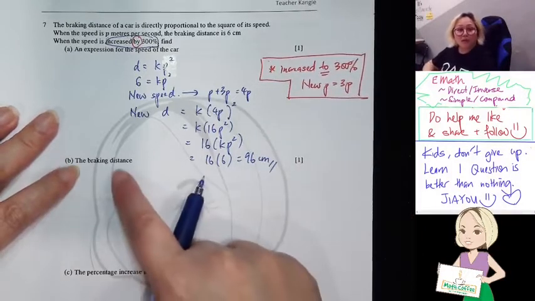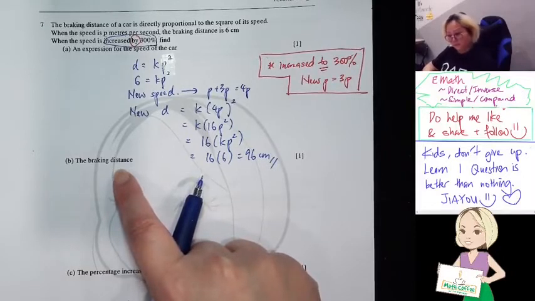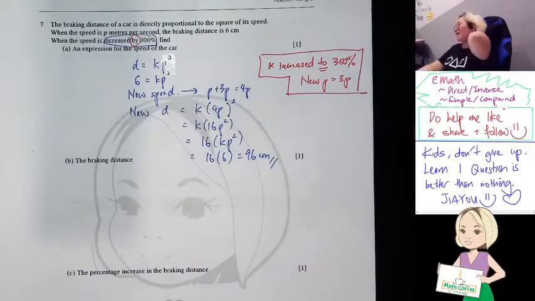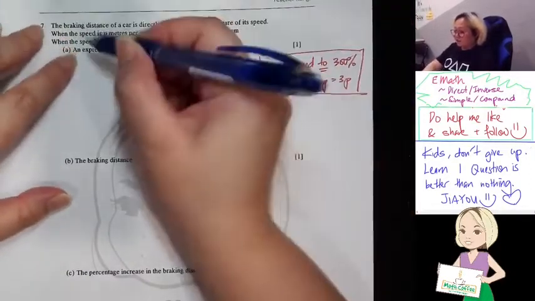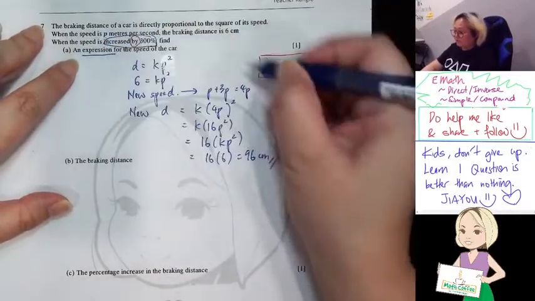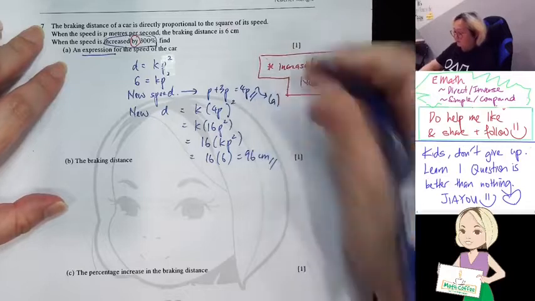To find the breaking distance, oh, I went so fast already. I'm too fast, sorry. First part A, they asked for the expression. So this one is actually the part A answer already.